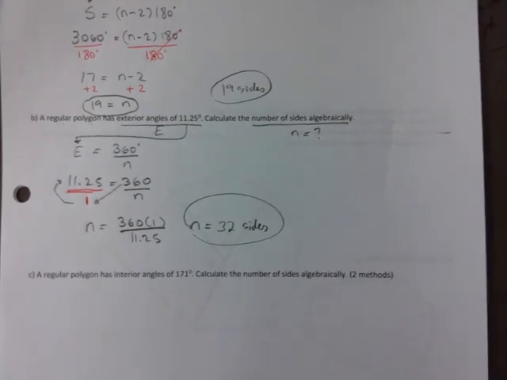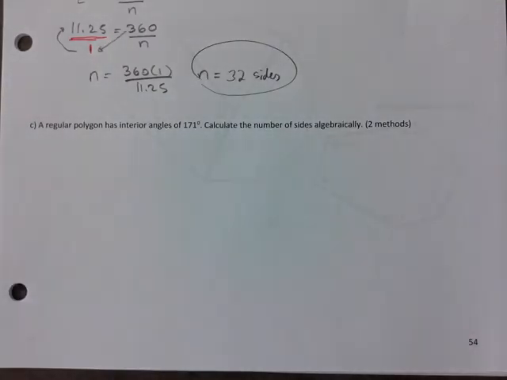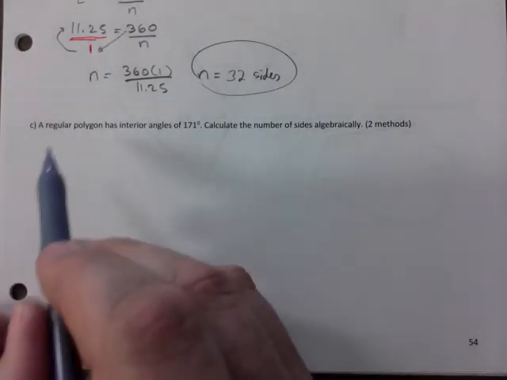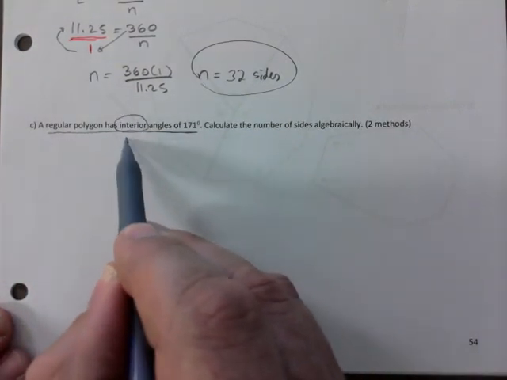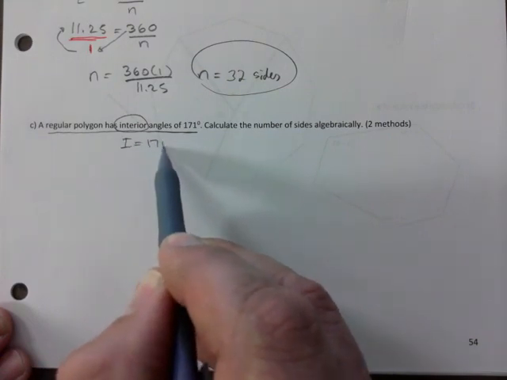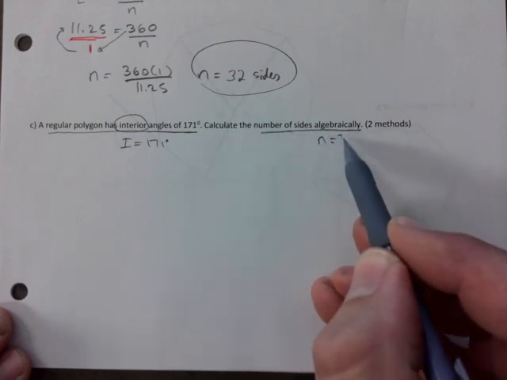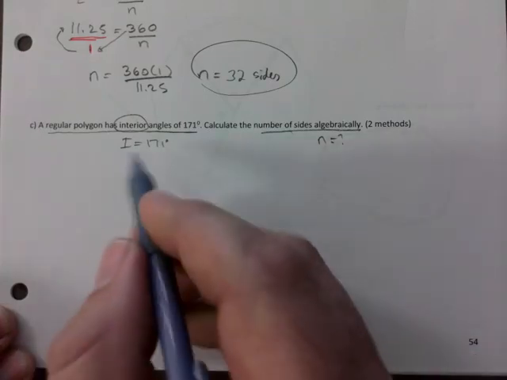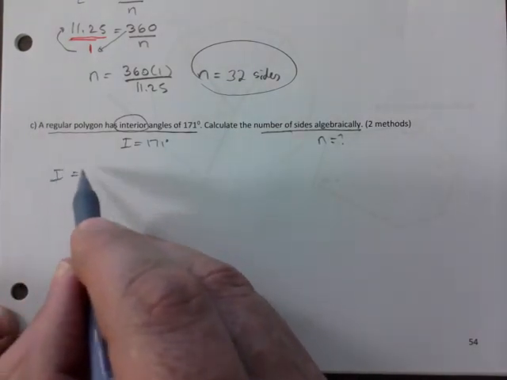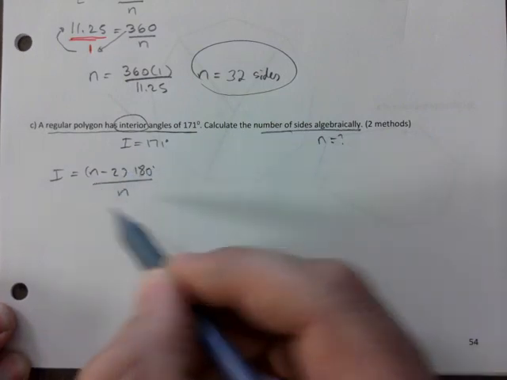And this one is super difficult. Unless you do what I'm going to show you, the trick. A regular polygon has interior angles of 171. Interior, that means that I is 171. Correct? Calculate the number of sides algebraically. It's like, what is n? Aiden is awake. Okay, you can use this formula if you want. Watch this. This is interior angle. Does that look like fun to work with?